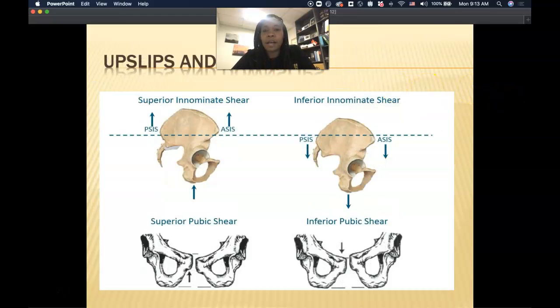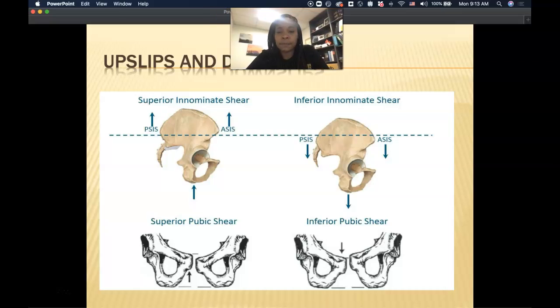Next, we have upslips and downslips of the pelvis. So just think, essentially, when we see a superior upslip, most often what we typically will see is the entire ilium being shifted superiorly. Does that make sense, you guys? So in this case, which most often is the case, 95% of slips occur superiorly or upwardly. So we're going to spend time there.